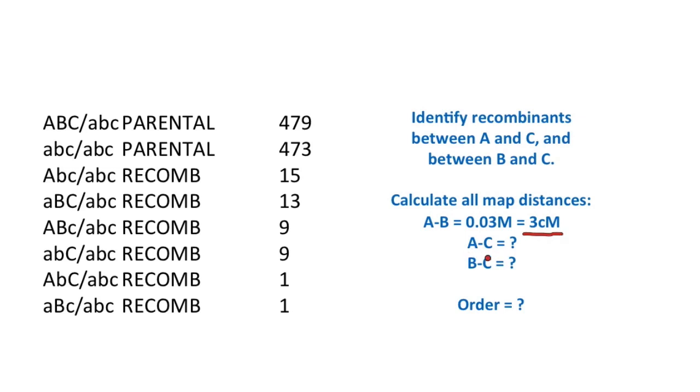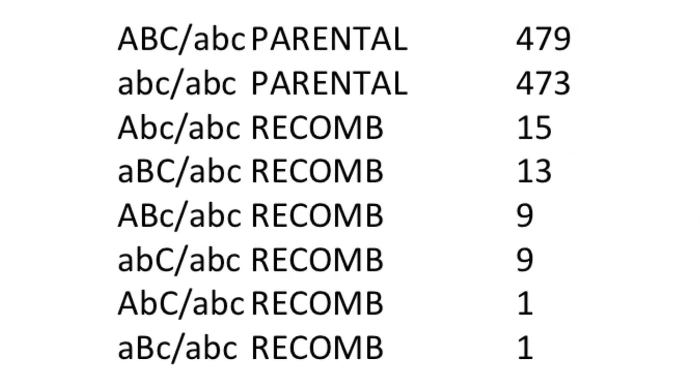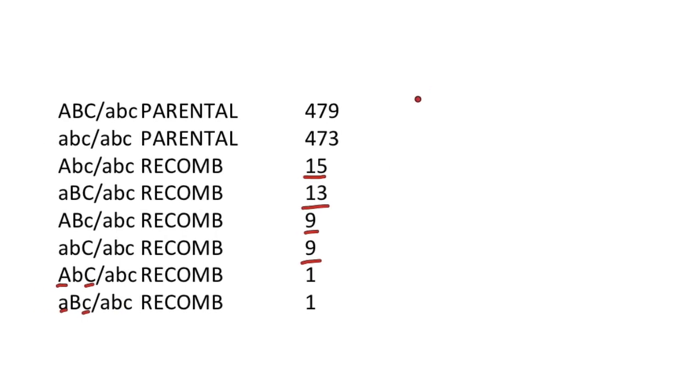What about between A and C and between B and C? Well, we can repeat the same process. Let's go ahead and do that. Between A and C, which ones are recombinant? This would be recombinant between A and C. This would be recombinant between A and C. This would be recombinant, and this would be recombinant between A and C. The bottom one would actually be parental for A and C because you see the capital A and capital C are together, or lowercase a and lowercase c are together. So between A and C, we have 18 and 13 is 31, 31 and 15 is 46. 46 over 1,000. Okay?